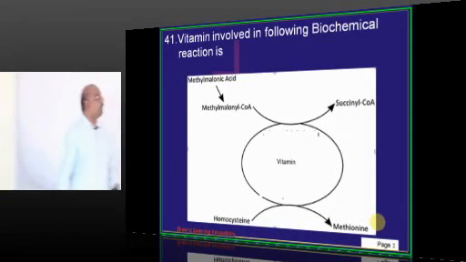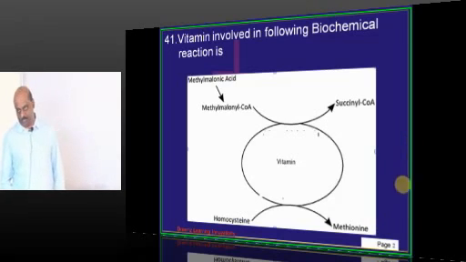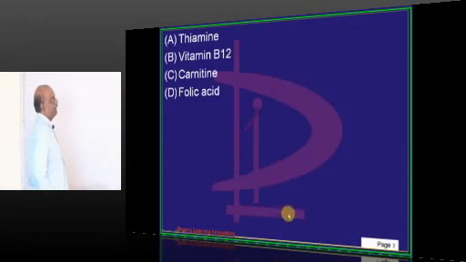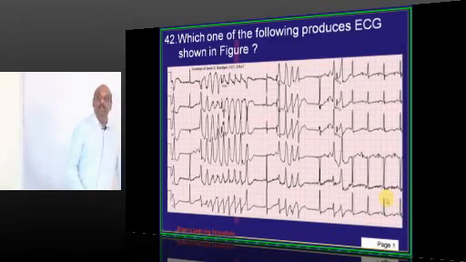What is the vitamin which is involved in this biochemical reaction where methylmalonyl CoA becomes succinyl CoA? It is vitamin B12, as all of you know very well.